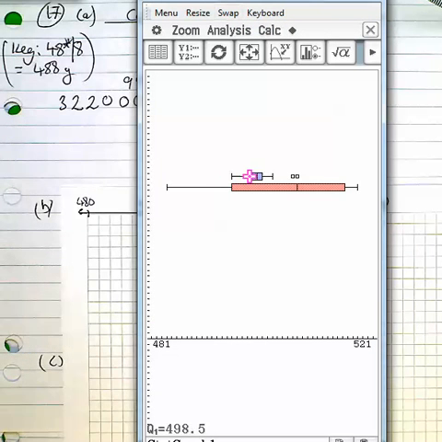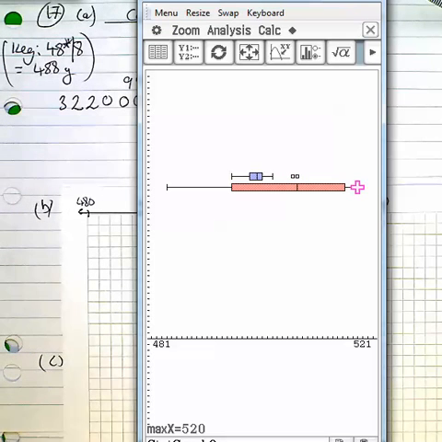So I've got 495 the minimum, 498.5 the lower quartile, the median at 500, 501, 503. Now you notice here there are two extreme values at 507 and 508. So they must be greater than the quartile 3 plus 1.5 lots of the interquartile range.